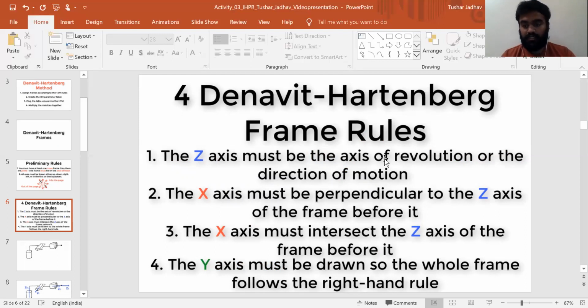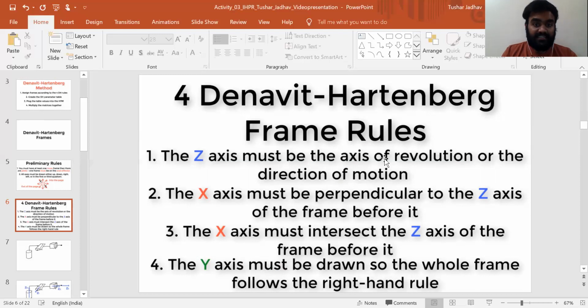of motion. For example, if you have an axis like this, and if the joint is rotating, is a rotational joint, so your z-axis should be perpendicular to the direction of revolution. Whatever revolution that joint is having should rotate along with the z-axis. Okay, and even if it is a prismatic joint moving up and down, that up and down movement should also be along the z-axis. So your z-axis must be the axis of revolution or the direction of motion.